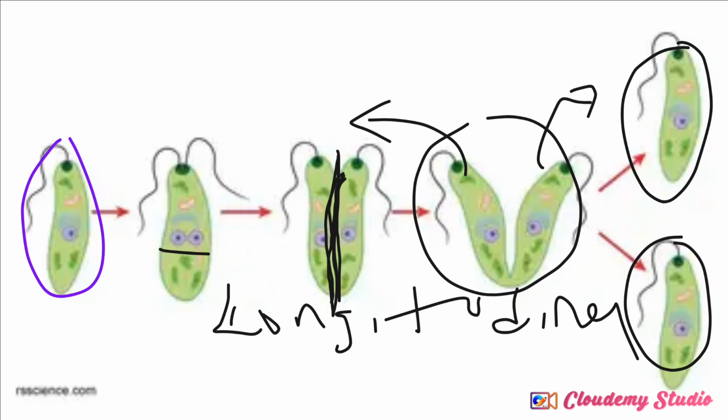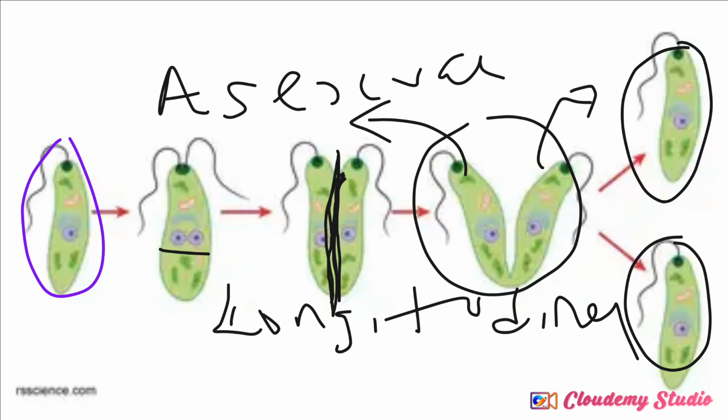But this is asexual reproduction, with no record of sexual reproduction. They have no record of sexual reproduction. That should be noted. Understand?